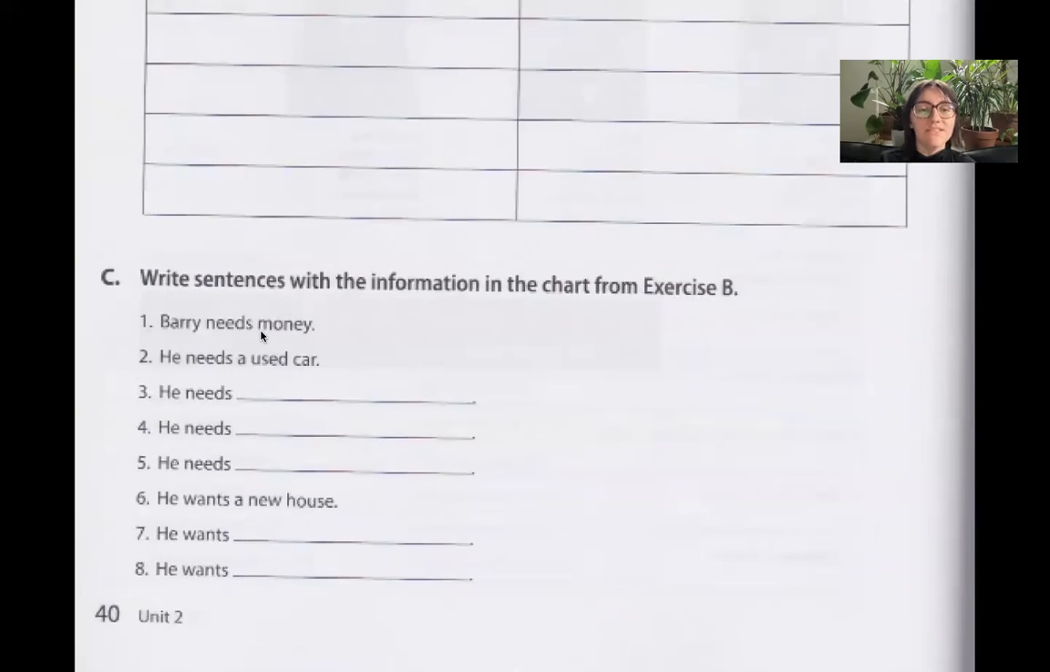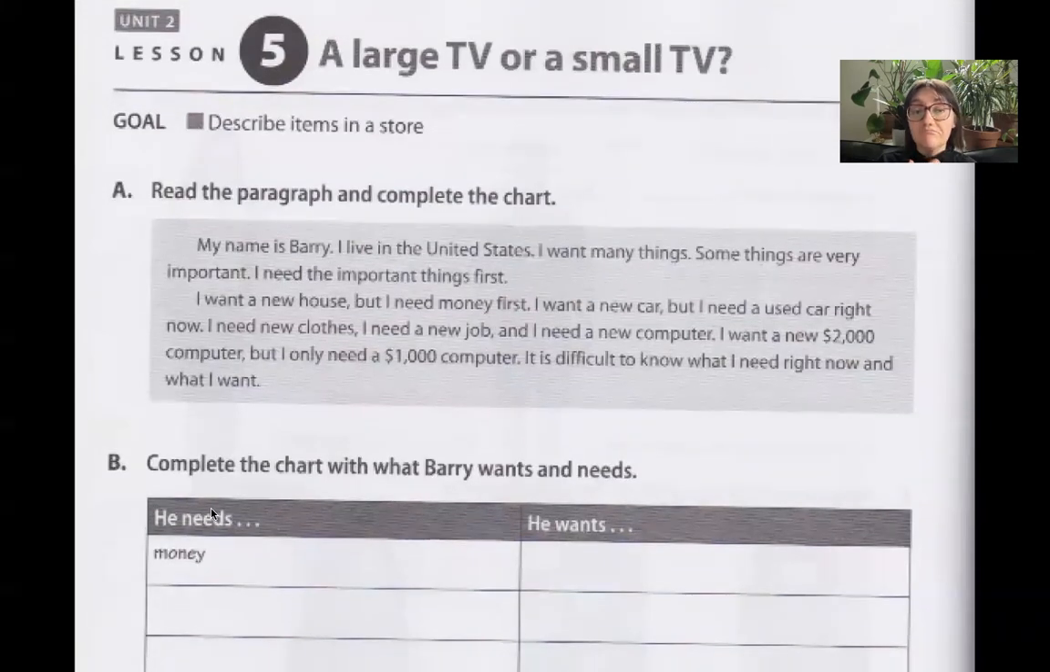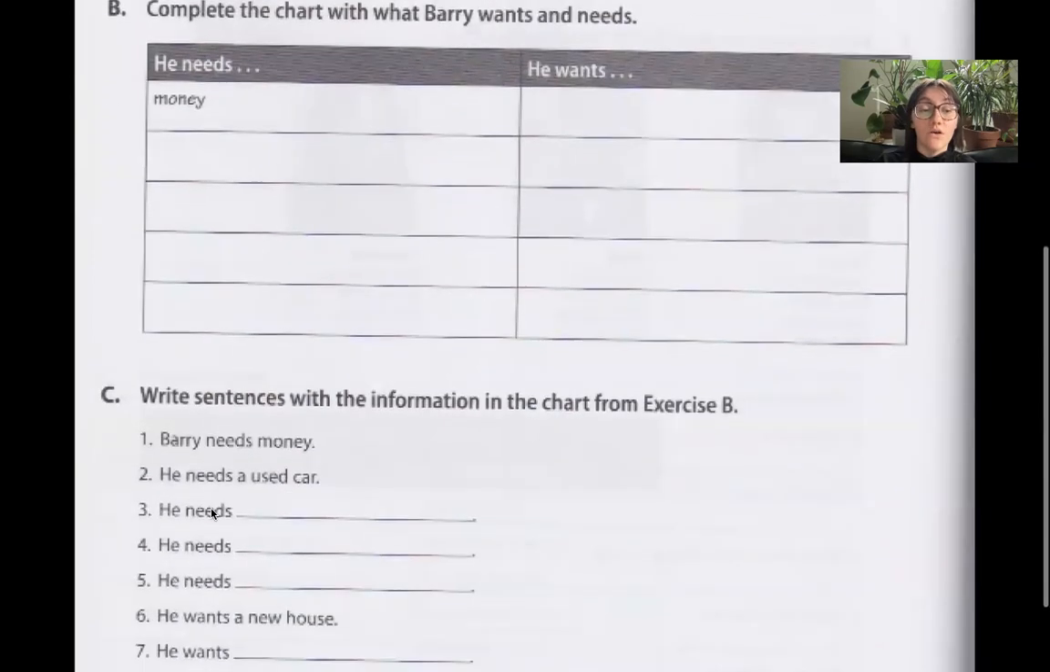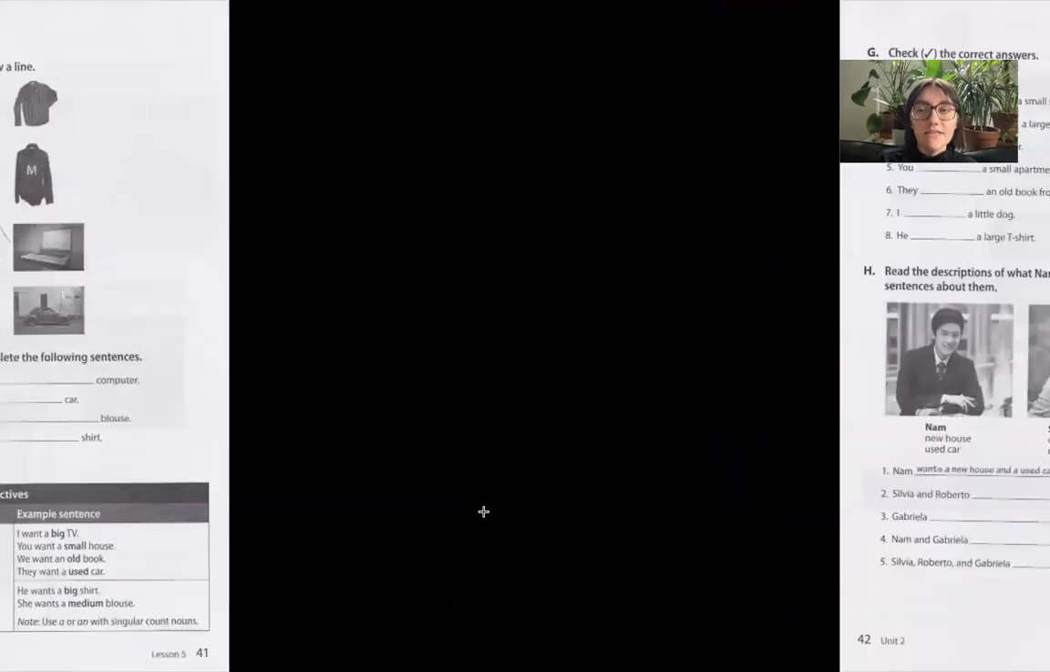Okay, so next part, it says write sentences from the information in the chart from exercise B, right? So we kind of already did this. Barry needs money. He needs a used car. He needs a new job. He needs new clothes, and he needs a new computer, right? But he wants a new house. He wants a $2,000 computer. Let's see what the other ones were, right? He wants a new car. Okay, last one.